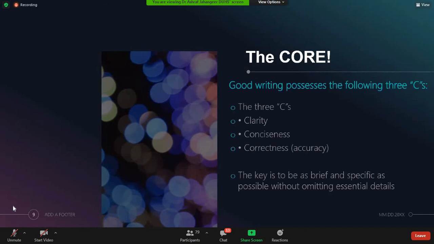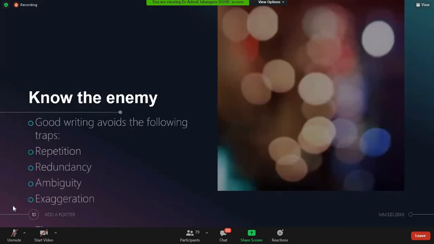So do not misrefer something, not incorrectly refer something. Use correct facts and figures. Do not turn the numbers or other things in your favor. So write with clarity, and the clarity comes with small sentences. At your level, just make yourself able to write in small sentences. Long sentences are not needed at this level. So repetition, redundancy, ambiguity, and exaggeration. These are your enemy. These are self-explanatory.